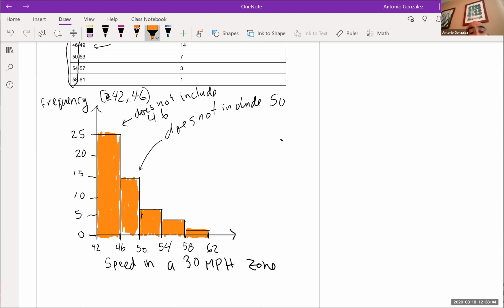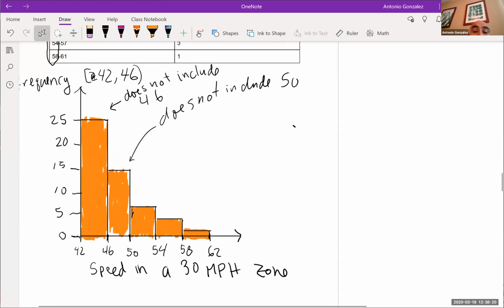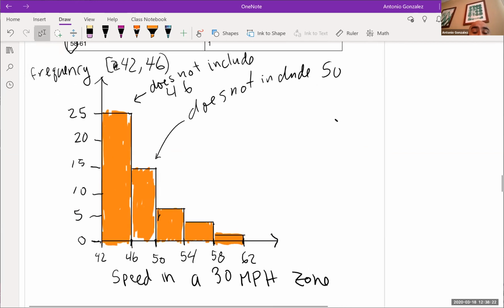For now, yes. After this example, we're going to look at numerical values to describe the data. But right now, this is just a visual representation of the data. All right, good. Any other questions before we move on?